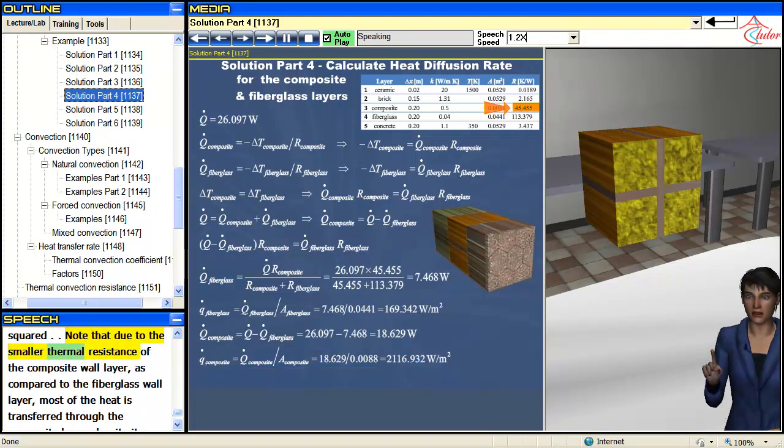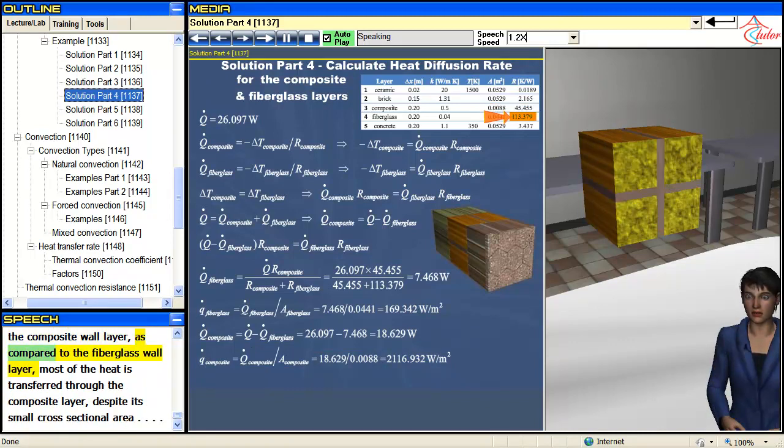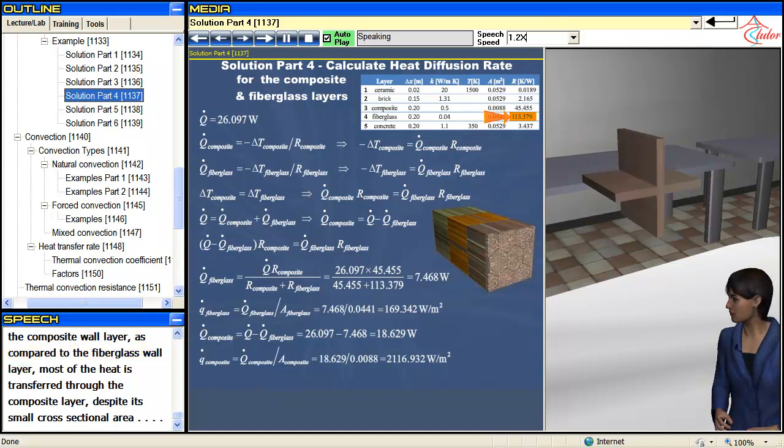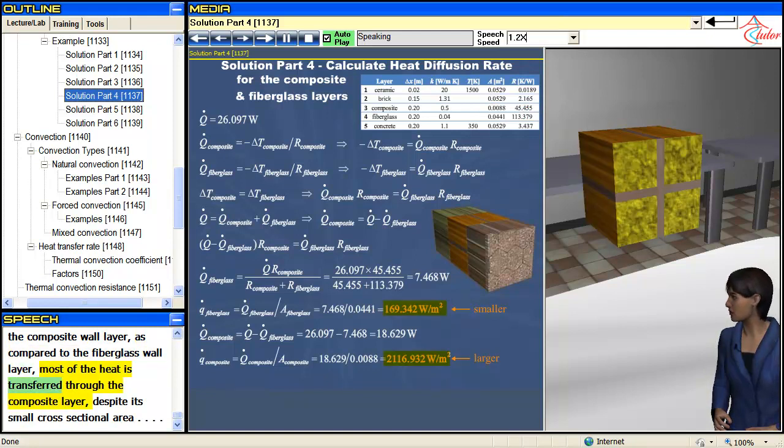Note that due to the smaller thermal resistance of the composite wall layer as compared to the fiberglass wall layer, most of the heat is transferred through the composite layer, despite its small cross-sectional area.